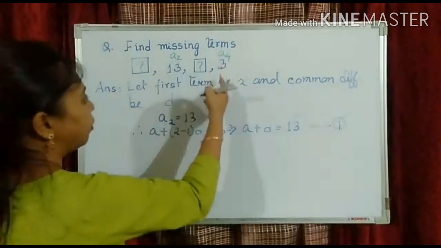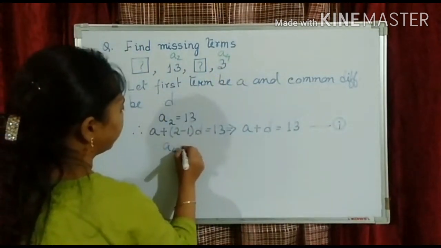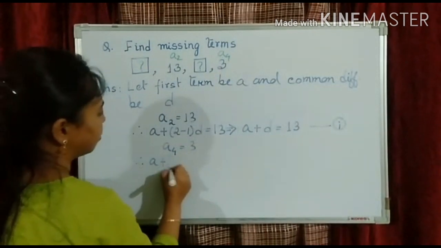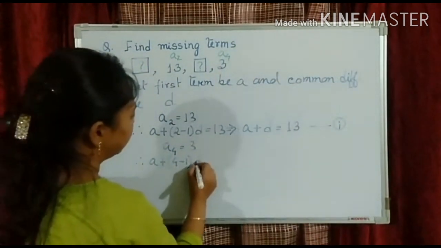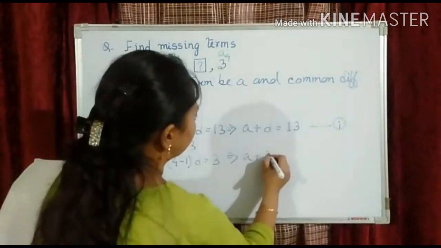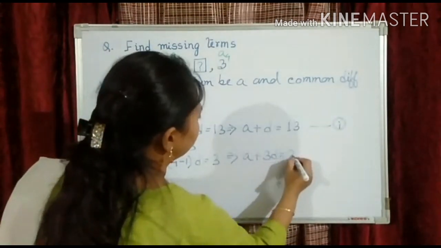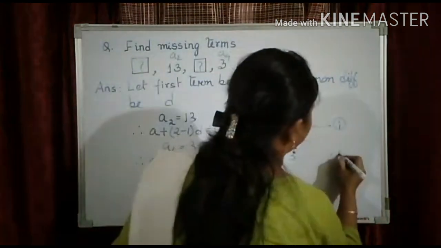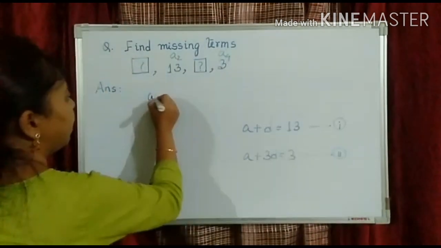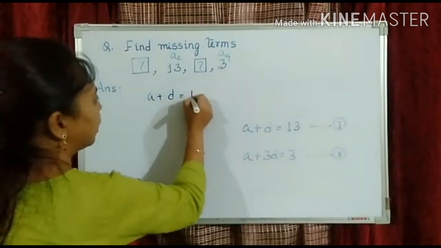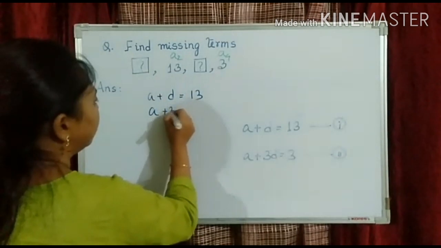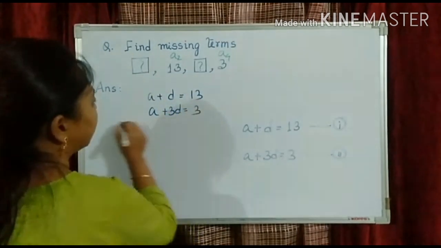Then again, A4 equal to 3. It means that A plus (4 minus 1) D equal to 3, which implies A plus 3D equal to 3. This is the second equation. Now these two equations you have to solve: A plus D equal to 13, that is equation number 1, and A plus 3D equal to 3.